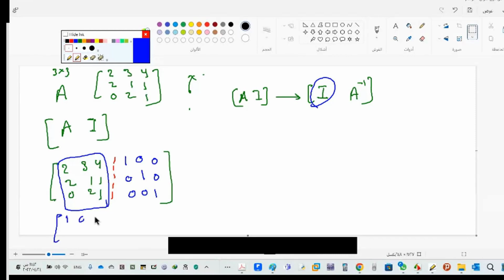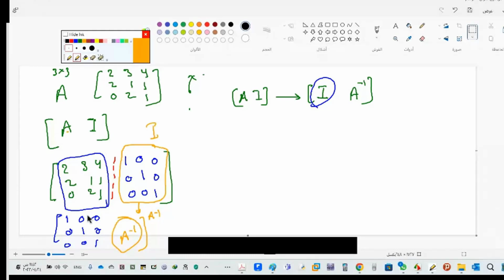1 0 0, 0 1 0, 0 0 1. And directly this I will convert to be A^-1. Here we will get A^-1. If I convert A to I, I will convert to A^-1, and this is the inverse. Repeat the idea.